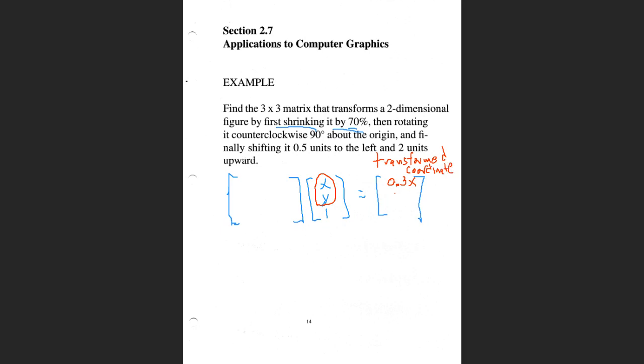Okay. What about the y? What do we want to transform the y coordinate into if we're shrinking by 70%? That's right. Good, Cameron. 0.3y. Now we're not shrinking in one direction or another direction. We're shrinking everywhere. And then the 1 stays here.